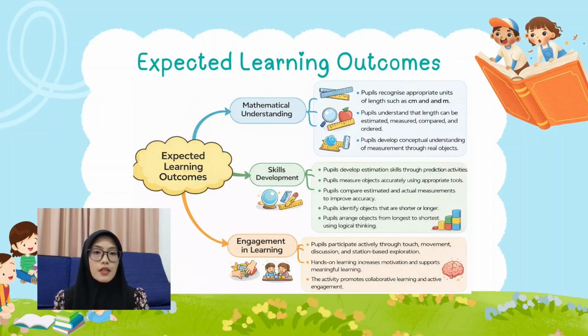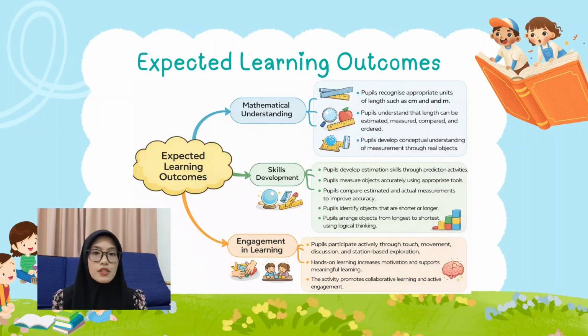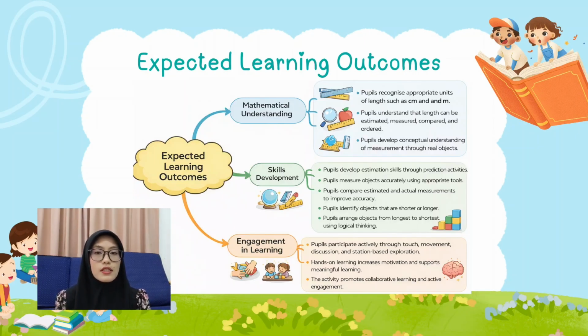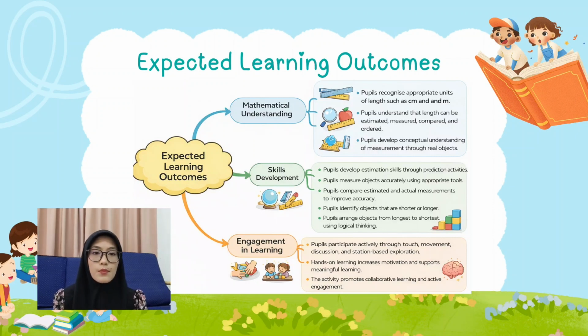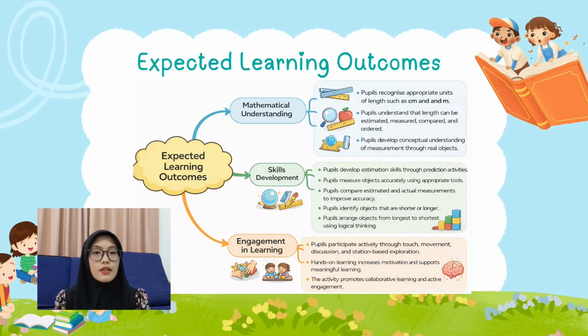In terms of skill development, pupils develop estimation skills through prediction activity, measure objects accurately using appropriate tools, compare estimated and actual measurement, identify objects that are shorter and longer, and arrange objects from longest to shortest. In terms of engagement, pupils participate actively through touch, movement, discussion, and station-based exploration. Hands-on learning increases motivation and supports meaningful learning. Overall, this activity demonstrates how meaningful hands-on learning experience can effectively support pupils' mathematical understanding, skill development, and engagement simultaneously.